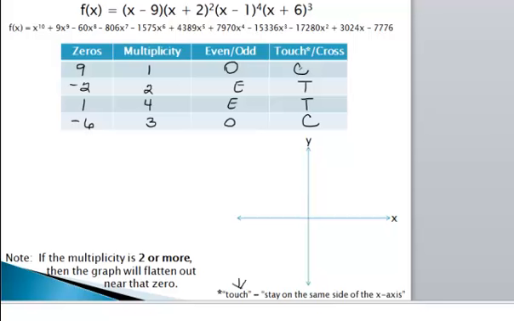So let's plot those x-intercepts. We have 1, 2, 3, 4, 5, 6, 7, 8, 9. We have one at 9. We have one at 1. We have one at -2 and at -6.